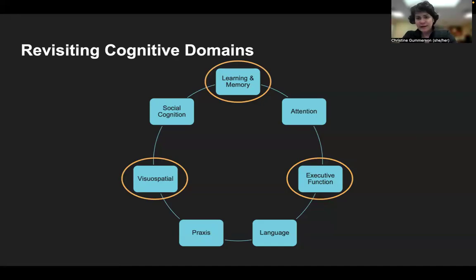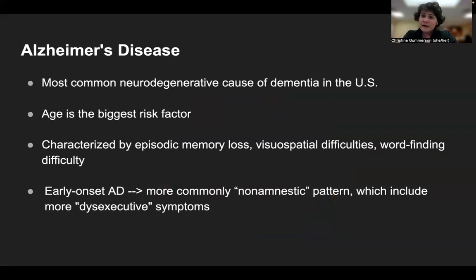And so if we go to the next slide, this particular pattern of cognitive change hints at us that we have a growing suspicion for Alzheimer's disease. And I'll talk a little bit about other neurodegenerative diseases at the end. But this is the most common neurodegenerative disease or cause of dementia, I should say, in the United States. Age is the biggest risk factor, and it's characterized by episodic memory loss, meaning short-term memory, visuospatial difficulties.